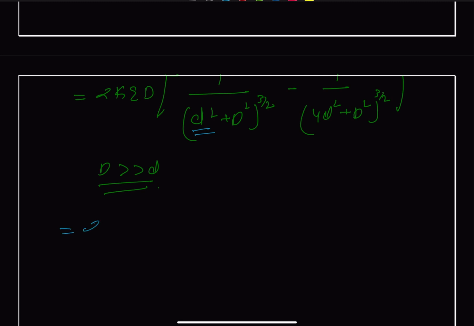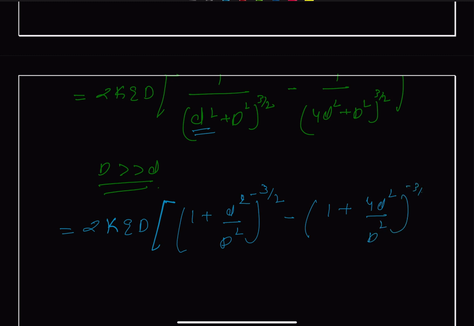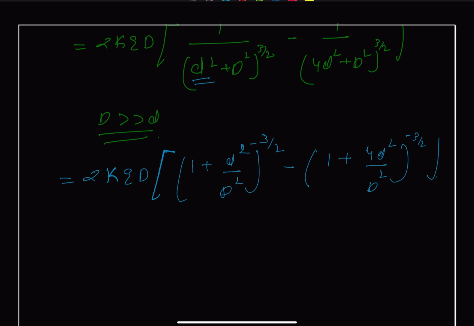this will be equal to 2kq capital D, and we can take this common and raise it in the numerator, so this comes as 1 minus d square over capital D square to the power 3 by 2, minus, and this comes as 1 plus 4d square over capital D square, to the power minus 3 by 2, and here it comes as D cube. Okay.